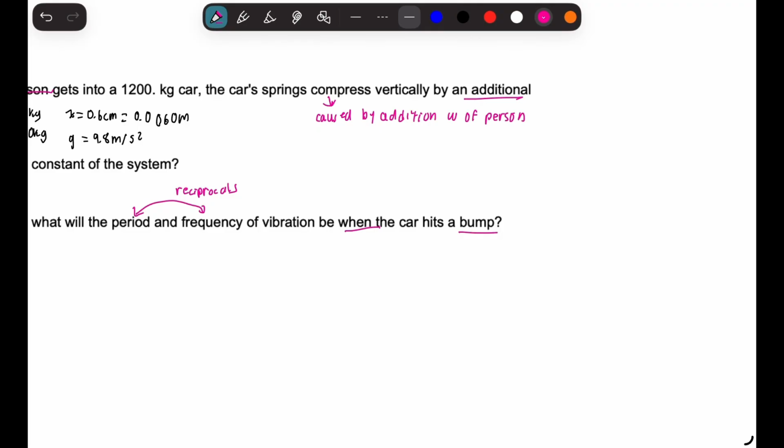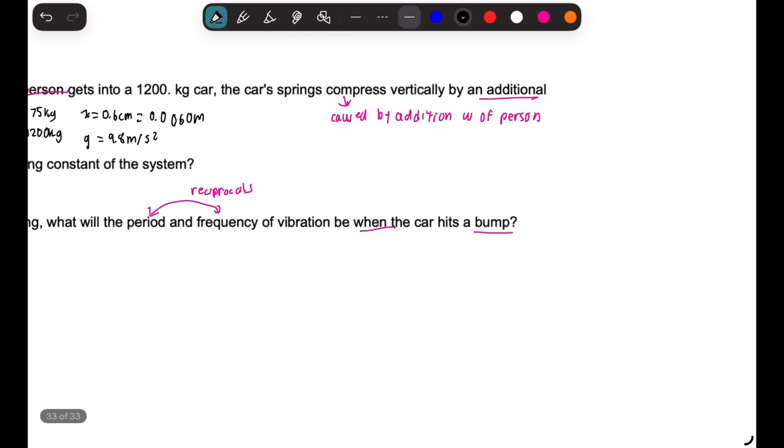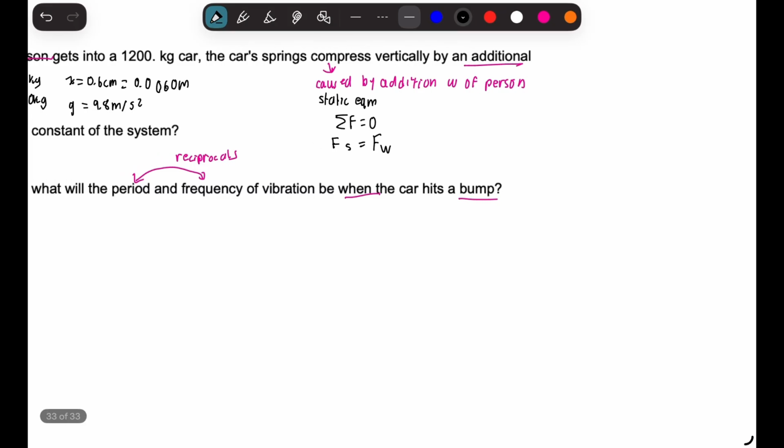So that means that if it's compressed to this amount, we can say that it's in a new state of equilibrium. So that means that it's going to be at a new static equilibrium, which we can say summation of forces is equal to 0. So we can say that spring force of the car is now equal to the new weight of the person, Fw. So now we can write our forces. Fw is equal to Fg, which is equal to mg. So let's set those equal and continue solving.